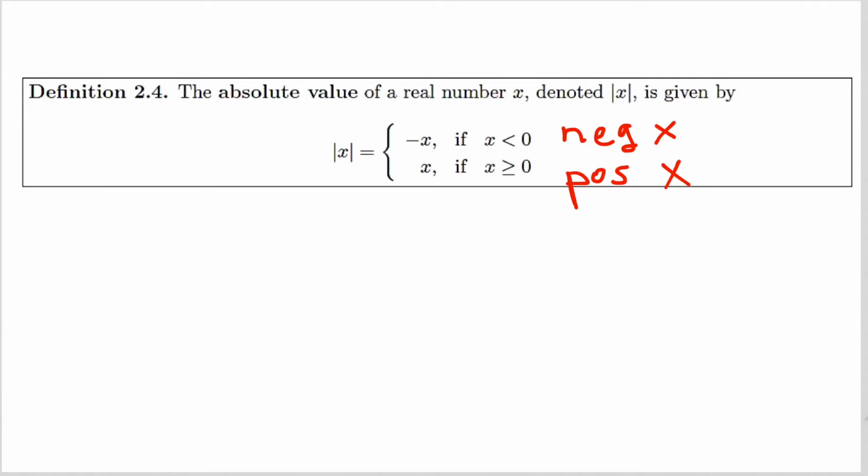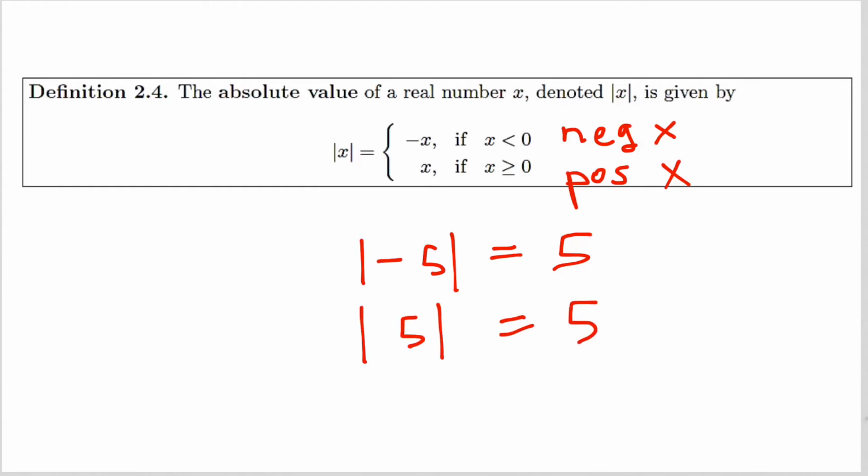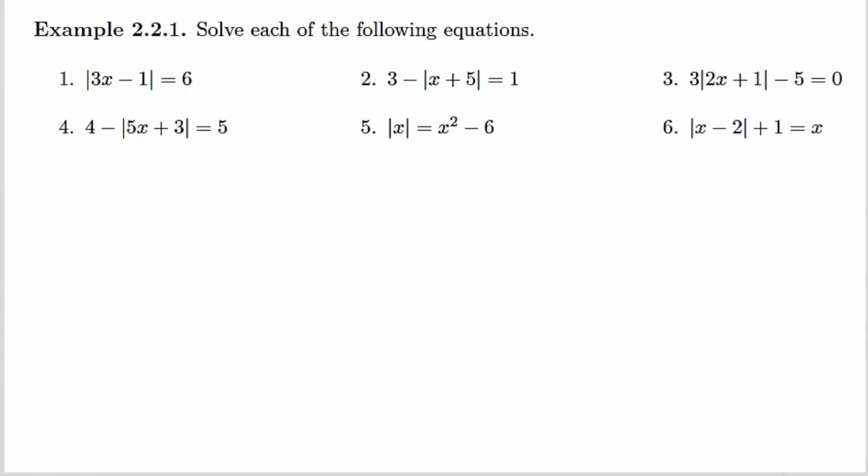That just means that when x is negative, the absolute value of a negative number is going to equal the positive version of that number. If x is a positive number, then it's still positive. So we already know that. That's something we've learned before. So we know that there's two answers for most absolute value equations.